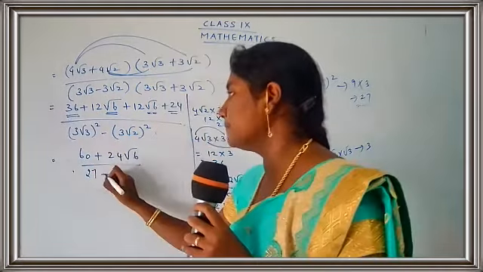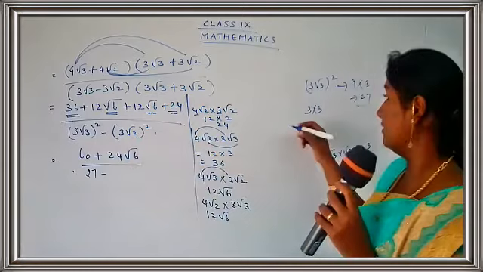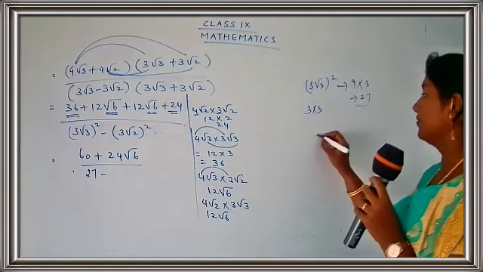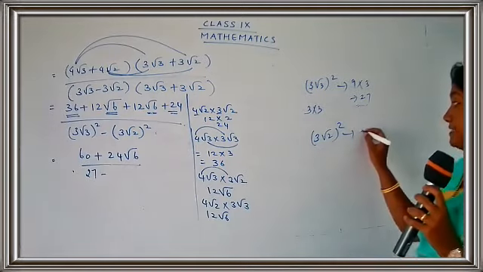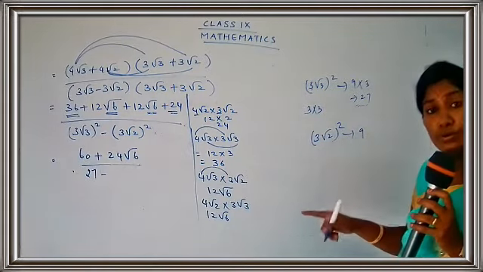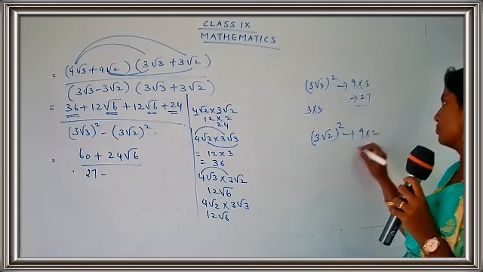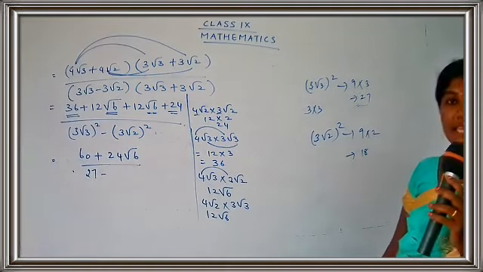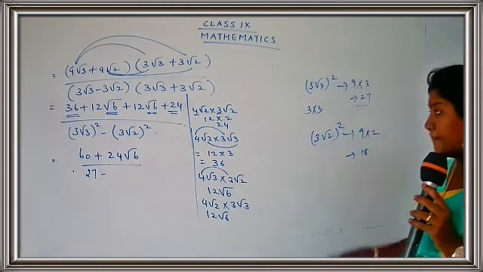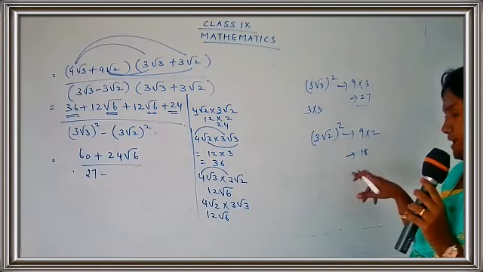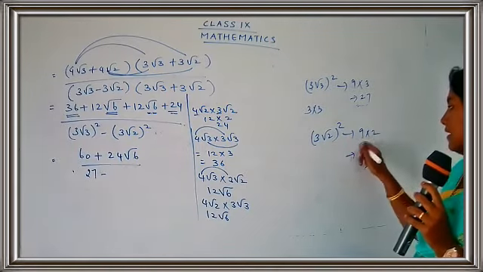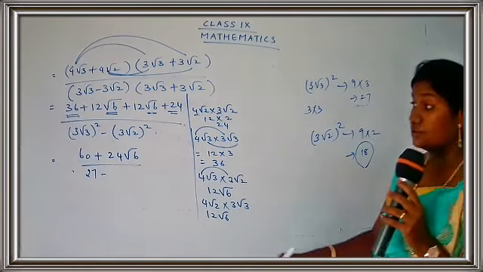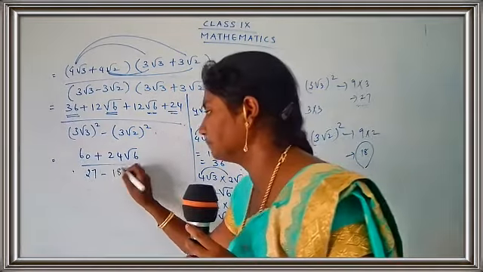Now coming to the next part. 3 root 2 square. What is it? What is 3 into 3? That's 9. Root 2 into root 2, that's 2. So what is the answer? It's 18. Getting my point, children? 3 into 3, 9. Root 2 into root 2, that's 2. So 9 twos are 18. The answer is 18. So I get here 18.